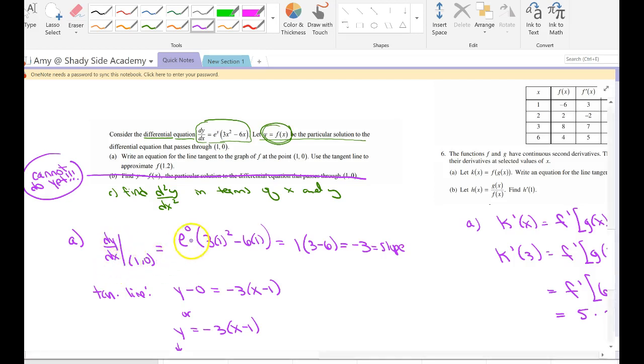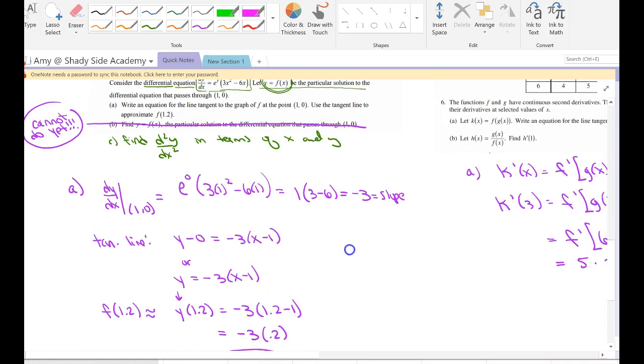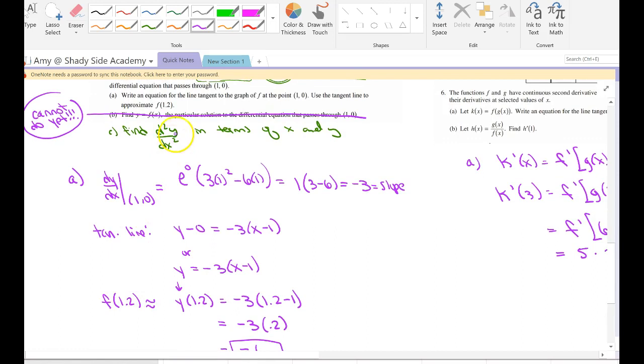dy dx at 1, 0, all I'm doing is just plugging in 1, 0 here. Slope. Tangent line right here because the point is 1, 0. And then f of 1.2, the question said, you can stay. We're doing your schedule, right? Yeah, you can stay. I'm almost done. It says, use the tangent line to approximate the y value when x equals 1.2. So f of 1.2 means, what is the y value when x equals 1.2? But use the tangent line to approximate it.